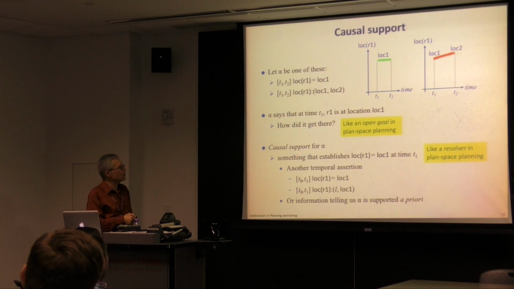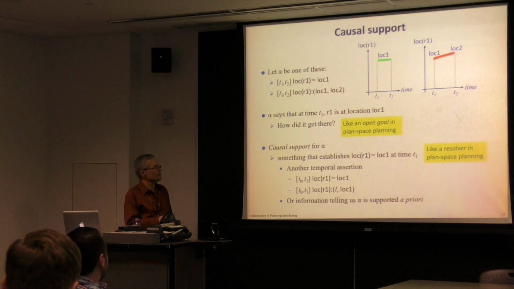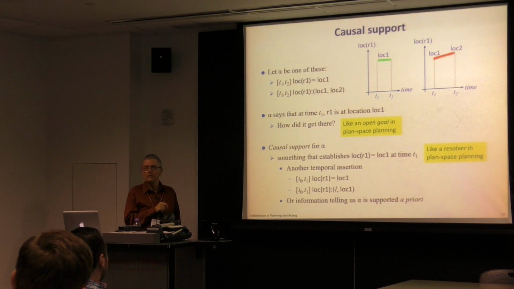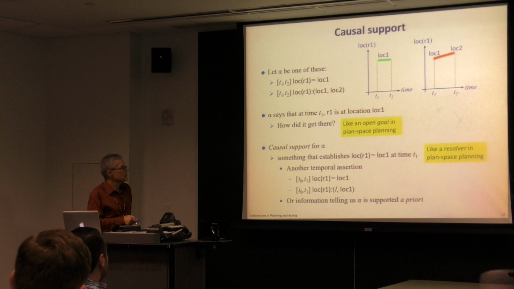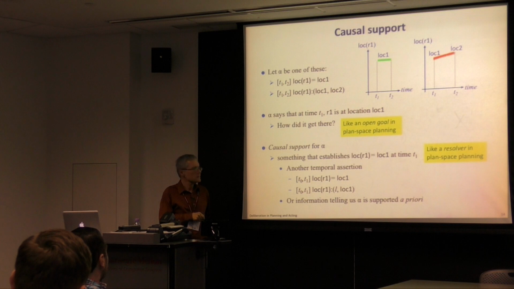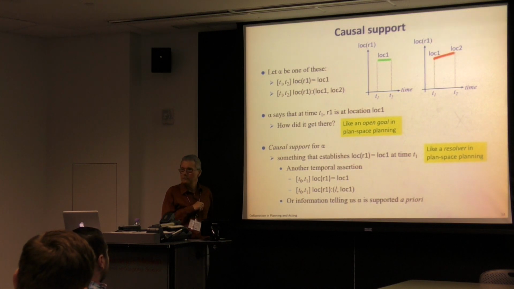So causal support for a temporal assertion is something that establishes the condition that holds at the beginning of that temporal interval. Something that puts the robot at this location at T1 so that it can either stay there or start moving elsewhere. That's going to be one of two things. Either another temporal assertion that ends at this time point T1 with the robot being at location 1. Either it's at location 1 over the entire time interval, or it ends up at location 1 at the end of the time interval.